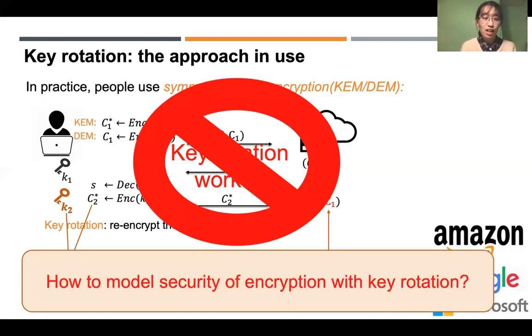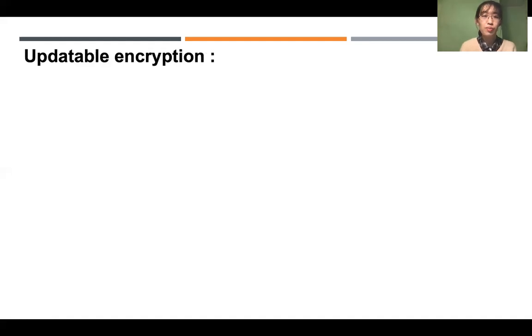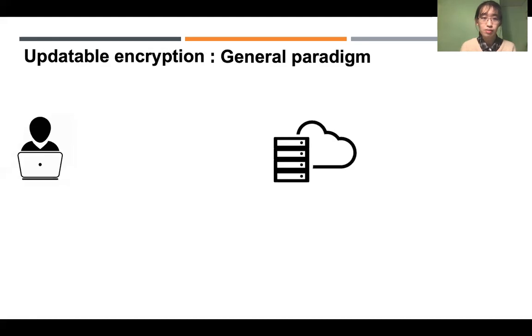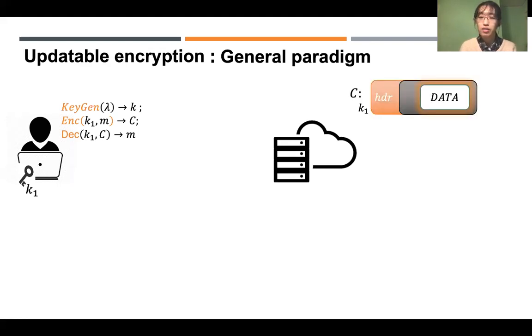So we want to know how to model the security of encryption with key rotation. In order to systematically study this encryption, people formalized a new primitive called Updatable Encryption, also shortened to UE. Let me briefly introduce the general paradigm. Similar to standard encryption, it includes key generation, encryption, and decryption methods. The ciphertext contains two parts. The first part is the header, which is short and constant, and the second part is the body, which contains the real encryption of the data.